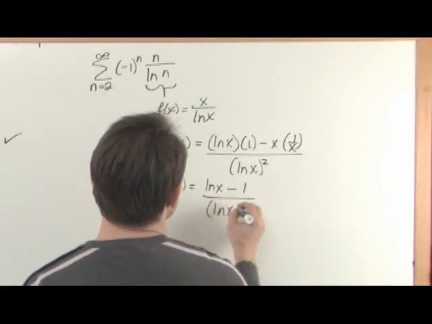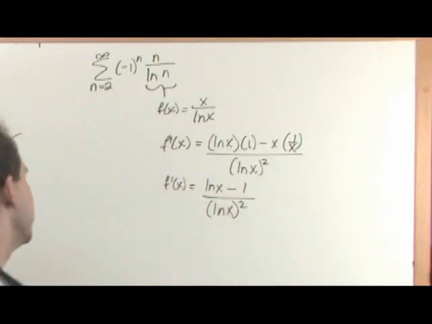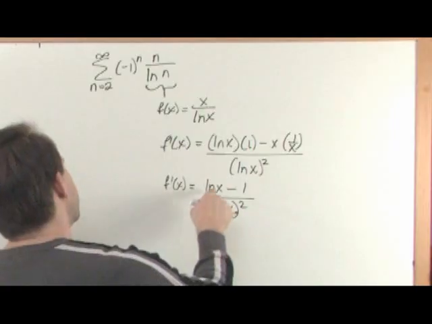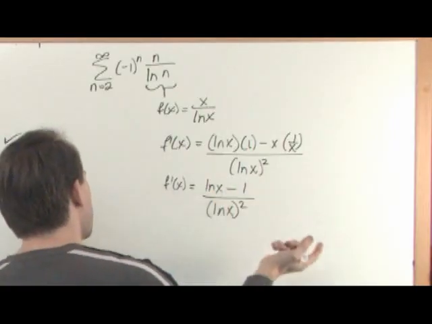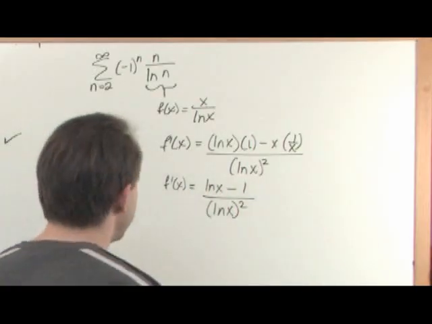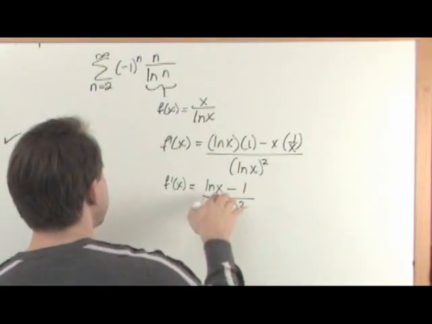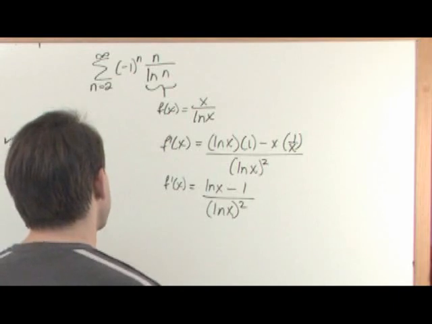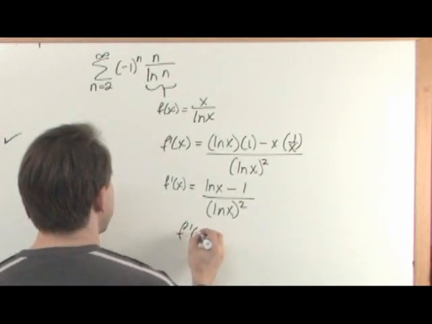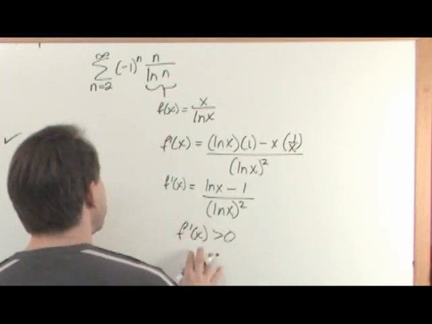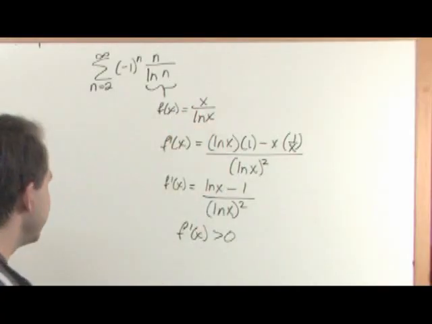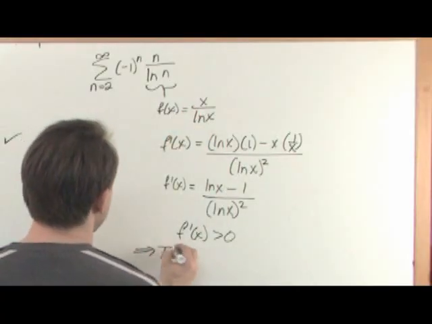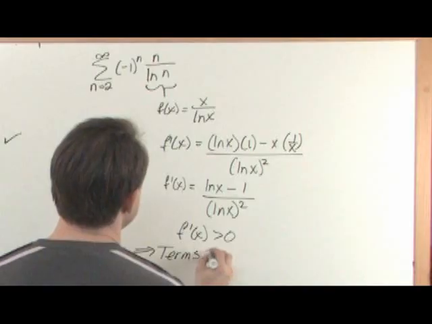And then what you have to do is figure out, okay, for all values of x, is this derivative positive or negative? Well, this is natural log minus 1, but certainly for all values of x, I'm going to find values of x that have a positive numerator and definitely a positive denominator because it's squared. So it looks like f prime of x is greater than 0, which means that this function is increasing, which means that the terms increase.